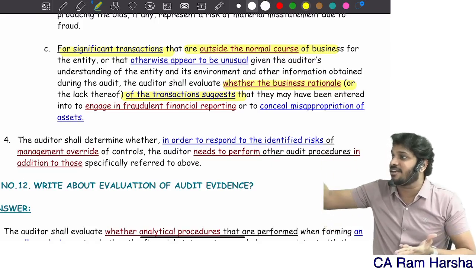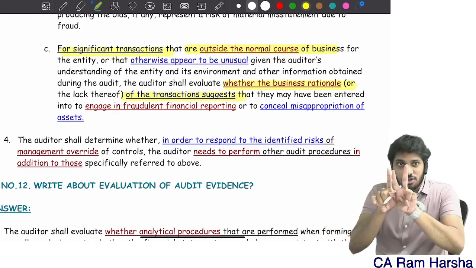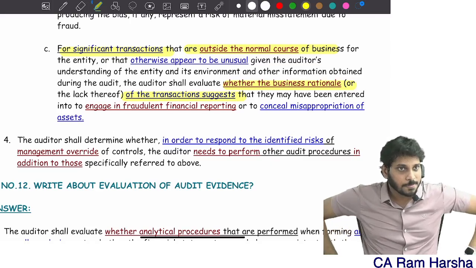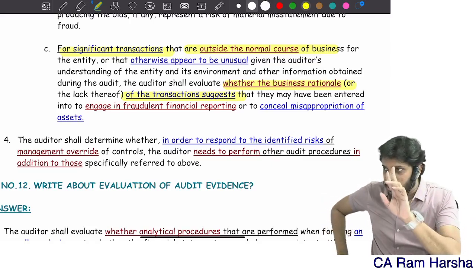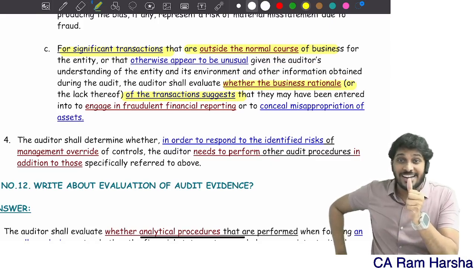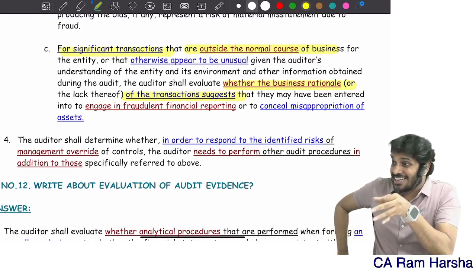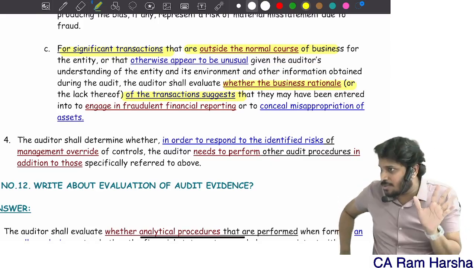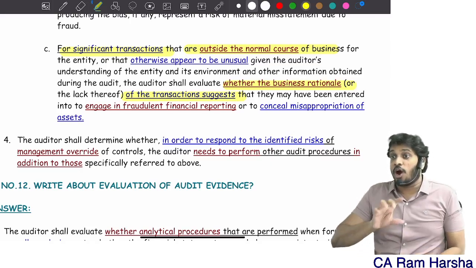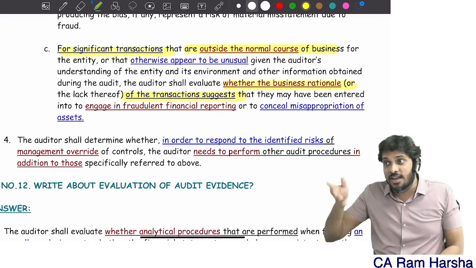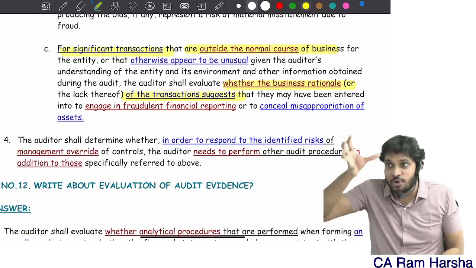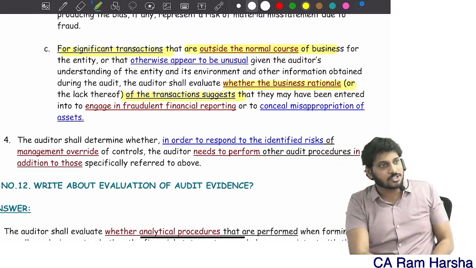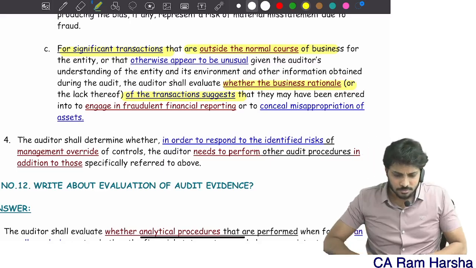Business rationale, I verify. Are you getting it? Both the questions are not the same. Remember, both the questions are not the same. Don't confuse this and that. What is the auditor's response to address the risk of internal controls being overridden by management? That answer is this. What are the ways in which internal controls can be overridden by management? That gives you techniques. The answer is that. Understood? Clear? Next.